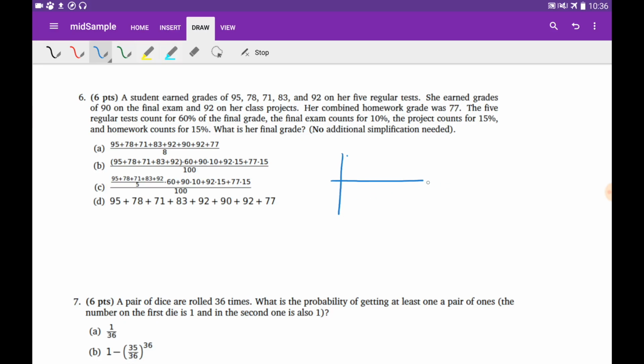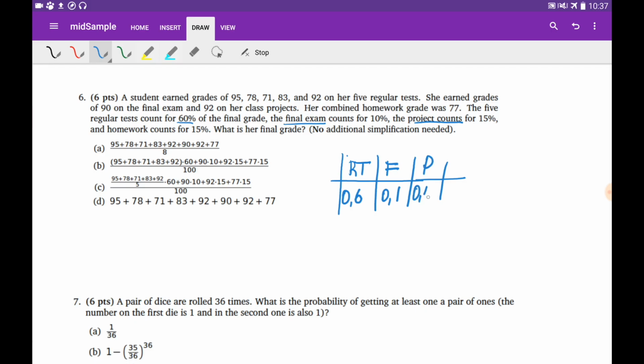Her 5 regular tests are going to be 60% of her final grade. It's basically 0.6, right? The final exam counts only 10%, so the final exam is 0.1 of her final grade. The class projects count 15%.